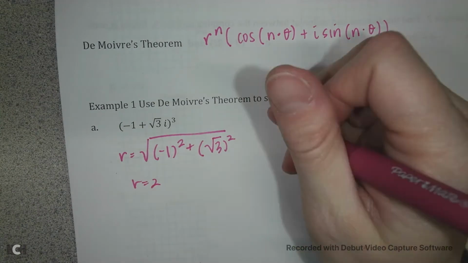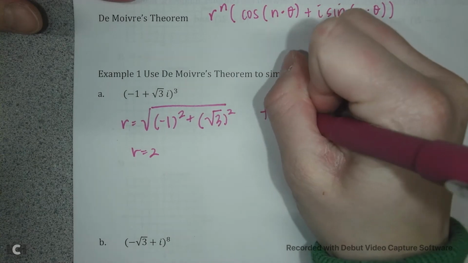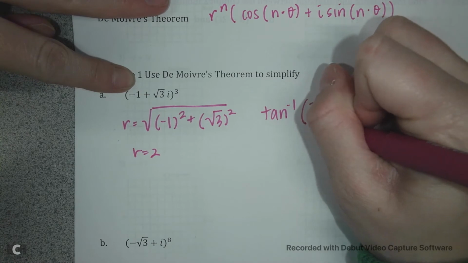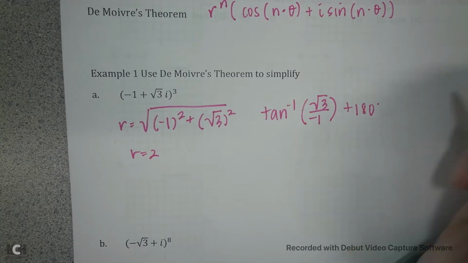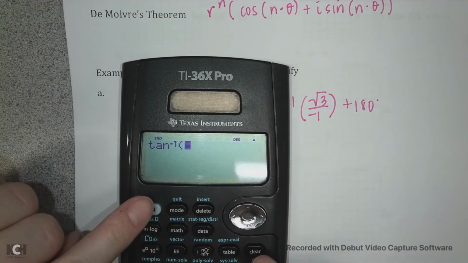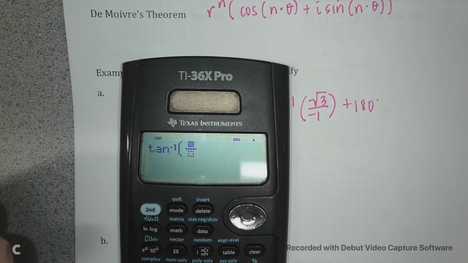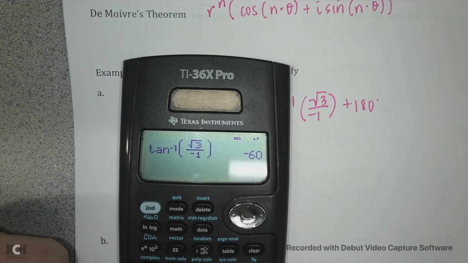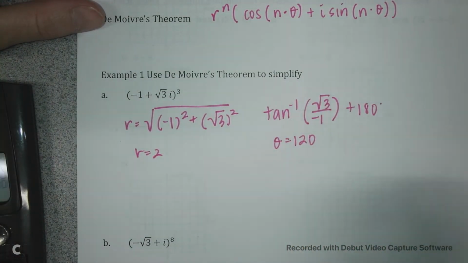And then remember, to figure out your theta, it's the inverse of tan, where your b value is over your a value. And since our a is less than 0, we're going to add 180 degrees to our theta. So we do the inverse of tan, and I like to use the fraction button and put the square root of 3 on the top, negative 1 on the bottom, and then add 180, and we get 120. So theta is equal to 120.